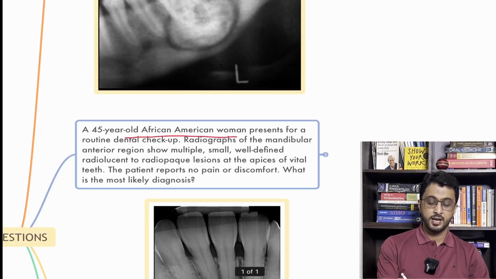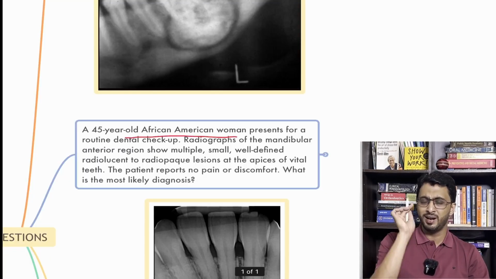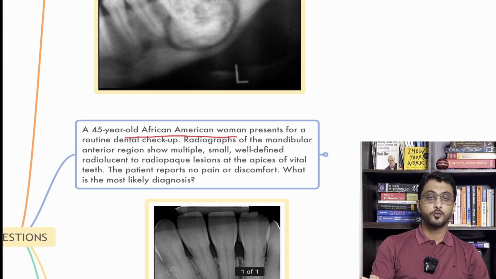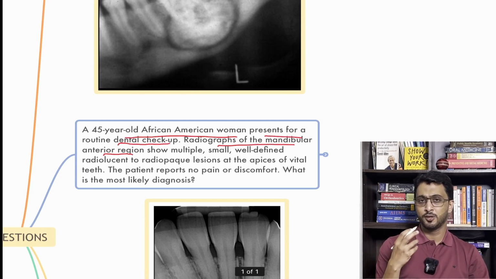A 45-year-old African American. The moment the term African comes, there are some very specific lesions which should come to your mind. In fact, the luckiest part for you is that it is there in the options. Presents for a routine dental checkup. Radiograph of the mandibular anterior region. That's a very key point, because not too many lesions occur in the mandibular anterior region.